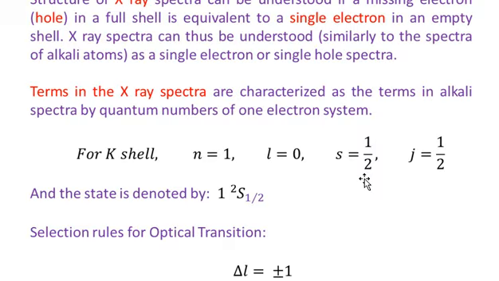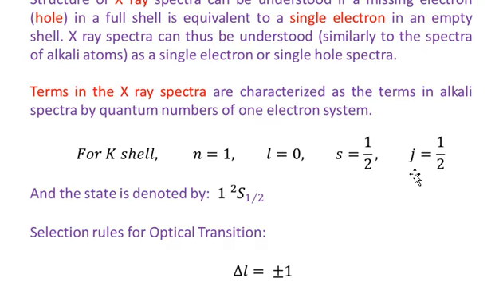And for the K shell, since n is equal to 1, L is equal to 0 is a must condition. And J, which is the total quantum number of such an electron, will be equal to the mod of L plus minus S. So 0 plus minus half will give you half. So J, that is the total quantum number of the atom, is equal to half.